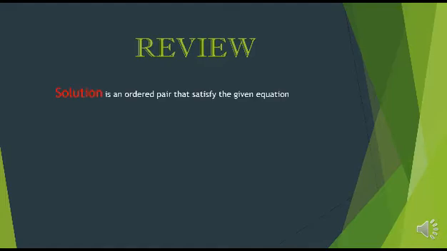Before we proceed to our new lesson, let us have a short review. In your previous lesson, you found an ordered pair that satisfies the given equation in two variables, and this ordered pair is what we call the solution. Example, (5, 3) is a solution of the given equations x plus y equals 8 and x minus y equals 2. When you substitute the value of x, which is 5, and the value of y, which is 3, that will give you 8.